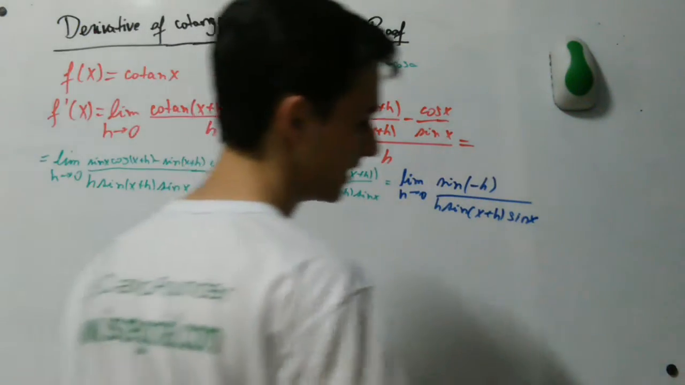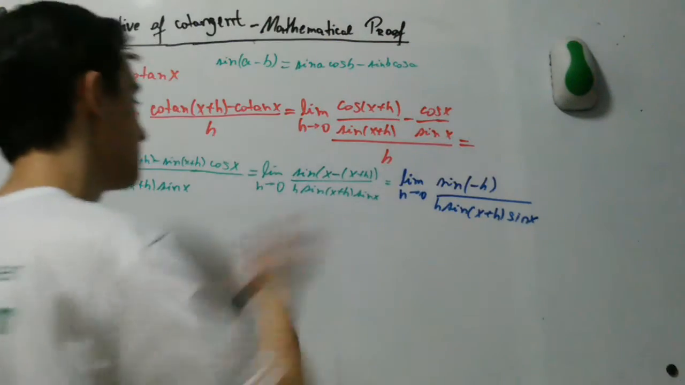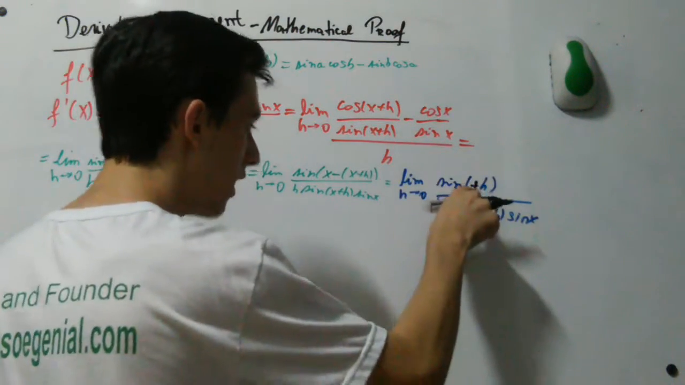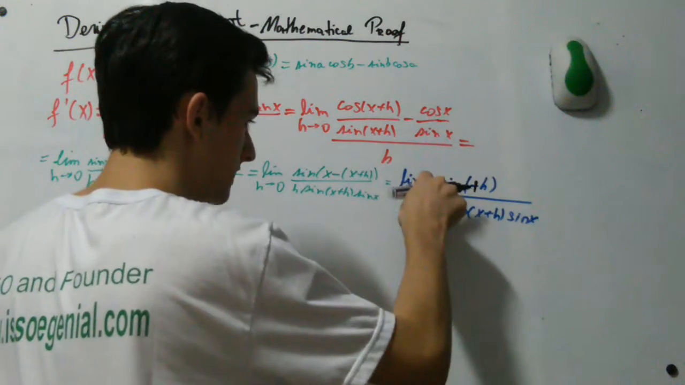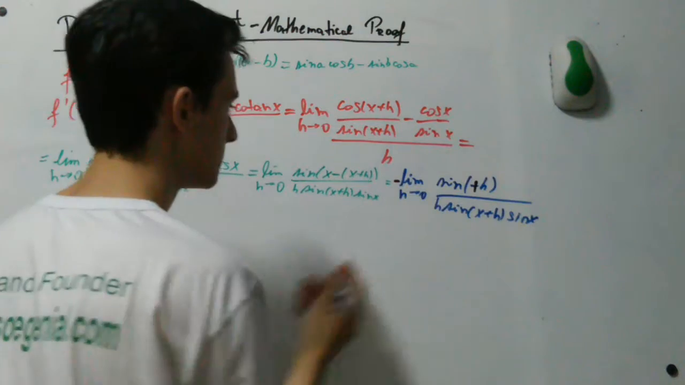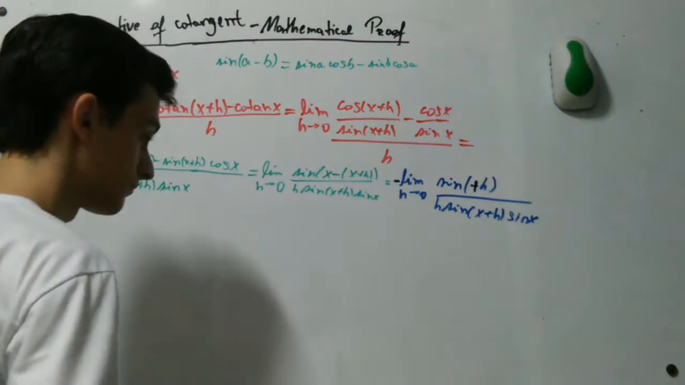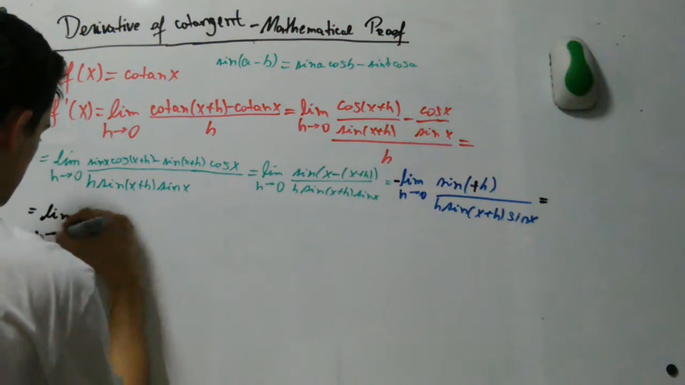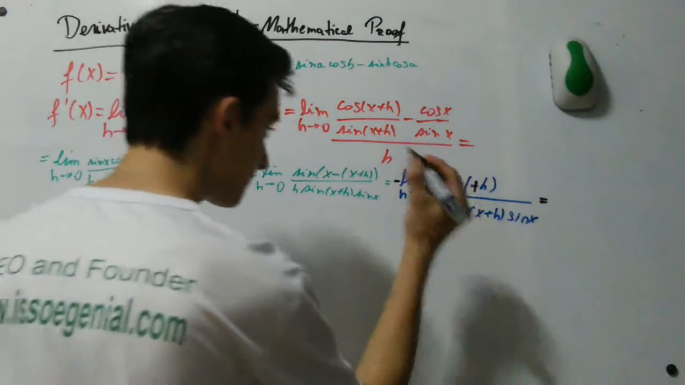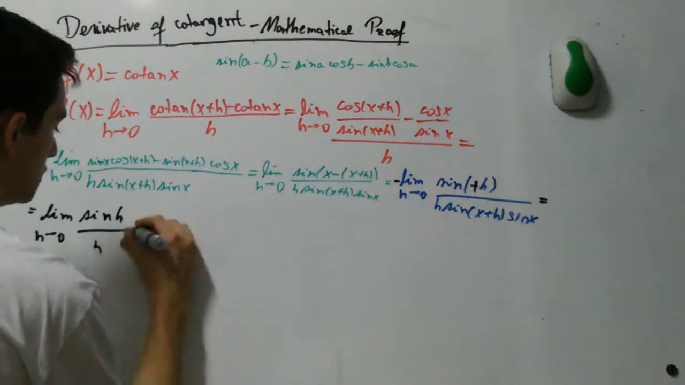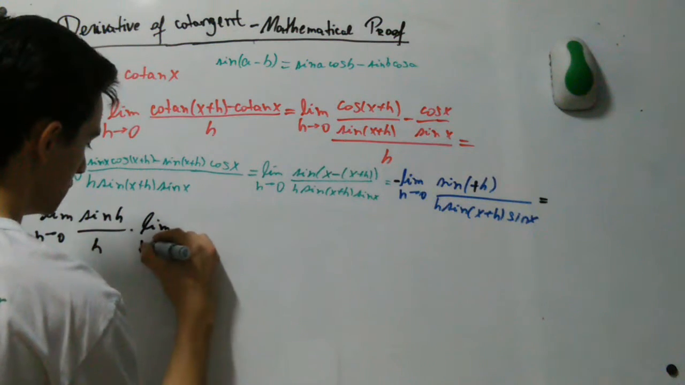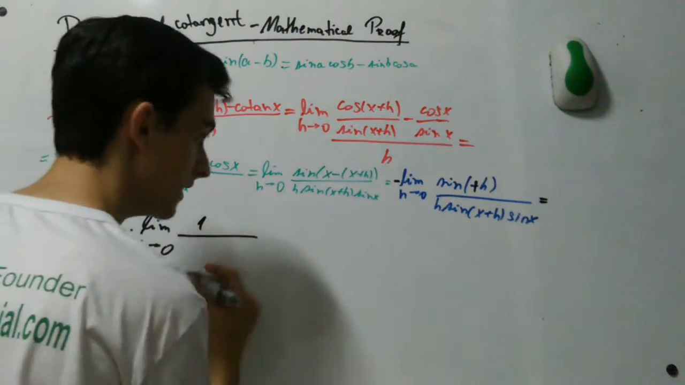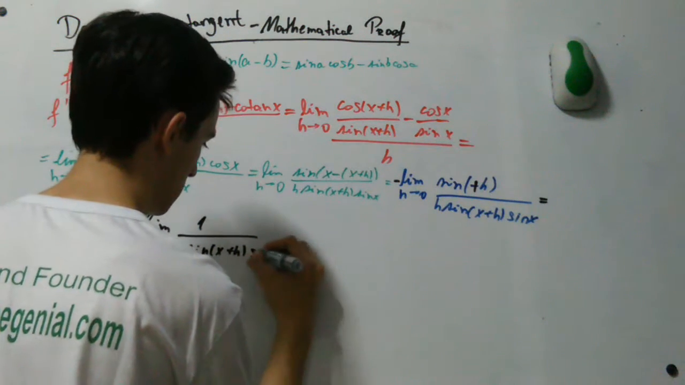Now remember that sine is an odd function, which means that the sine of negative x equals negative sine of x. So we can bring this negative sign out of the sine function, and we can also bring this negative sign out of the limit, because it's the same thing as having a negative one multiplying here. So we're going to use the property of limits that says the limit of the product is the product of limits. So it's going to be equal to the limit of the sine of h over h times the limit when h approaches 0 of what we are left with, so 1 over sine of x plus h times sine of x.